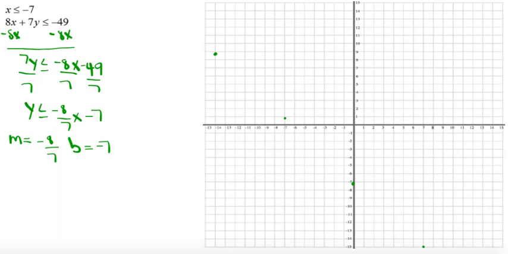Alright, so let's figure out what type of line I have. I look at my inequality symbol. Since it's less than or equal to, that equal to tells you that the line is a solution also. So I need a solid line.